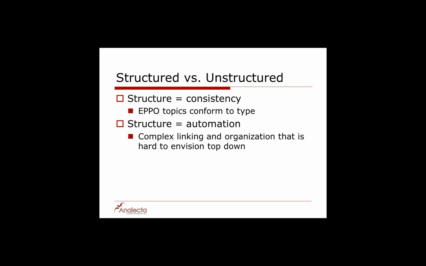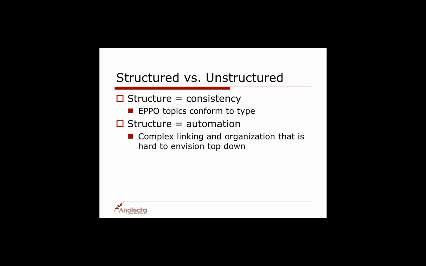One of the big questions that you're going to need to deal with in this is structured versus unstructured. Structured approaches give you two really big important features. One is support for greater consistency. So every page is page one, topics conform to a type, as we mentioned at the beginning, and getting that consistency of type, but also the consistency of linking. The structure can do an awful lot for you there. And structure equals automation. So the structure can allow you to automate all kinds of complex linking and organizational tasks, particularly because those can be hard to envision.